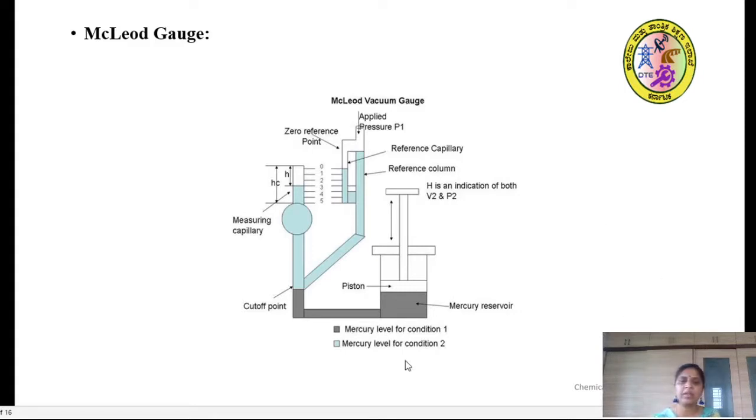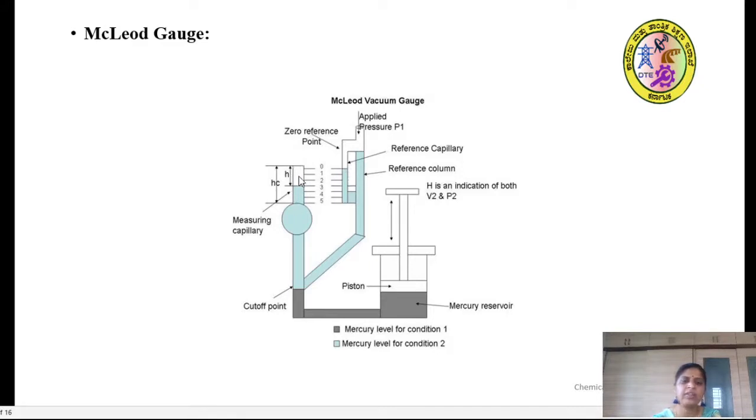Just see the diagram here. You have a mercury reservoir. You have a piston which helps in pumping out the mercury through the capillary tube, the mercury capillary tube. You have a reference column here, the reference capillary. A capillary is a very thin tube. The pressure which you want to measure is applied here at the reference column or the reference capillary. This is a zero reference point.